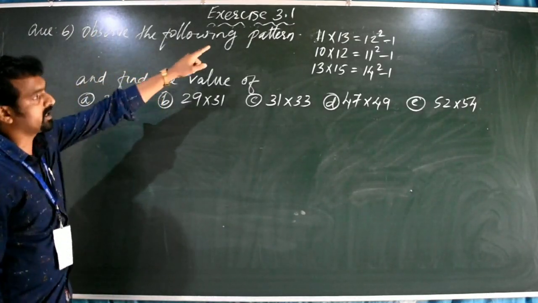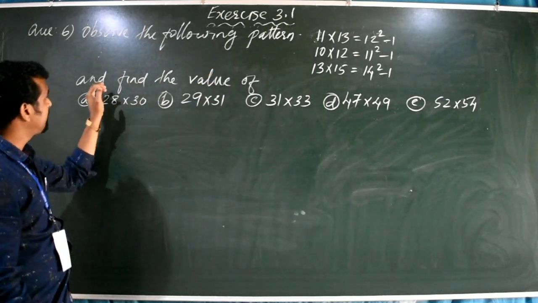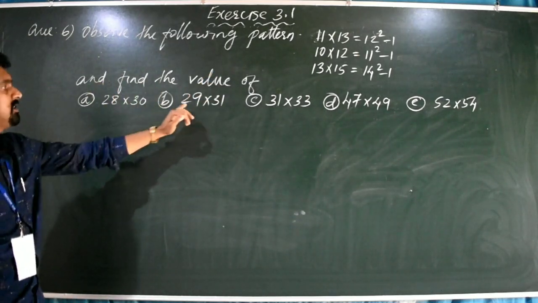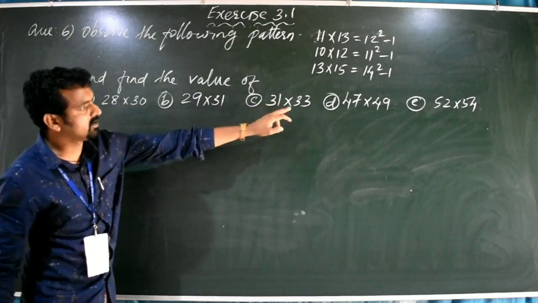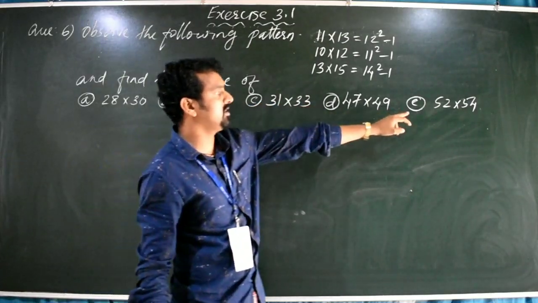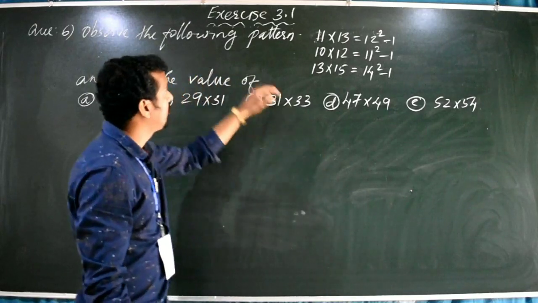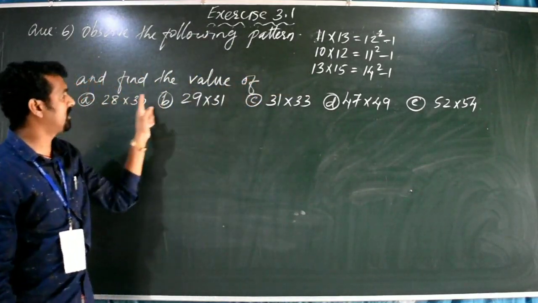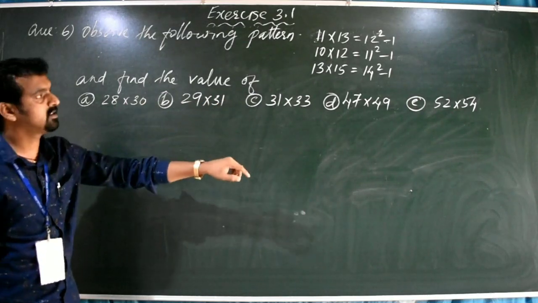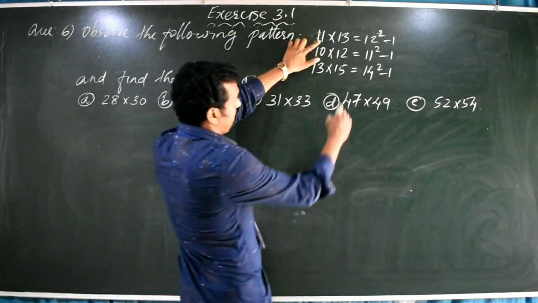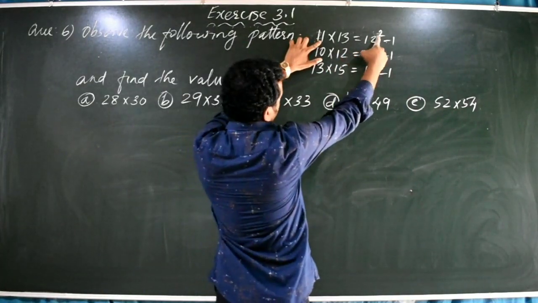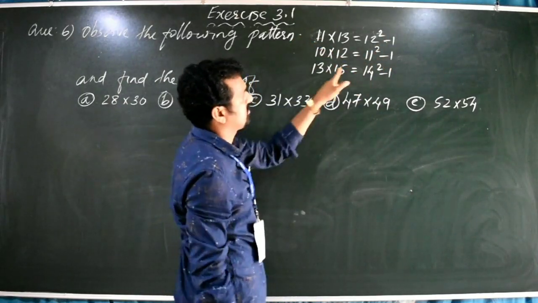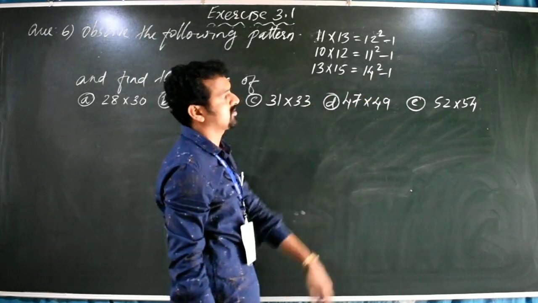Observe the following pattern and find the value of: A) 28 into 30, B) 29 into 31, C) 31 into 33, D) 47 into 49, E) 52 into 54. Observe the following pattern. That pattern we have to observe and find the values of these numbers. See that pattern: 11 into 13 is equal to 12 square minus 1. 10 into 12 is equal to 11 square minus 1. 13 into 15 is equal to 14 square minus 1.